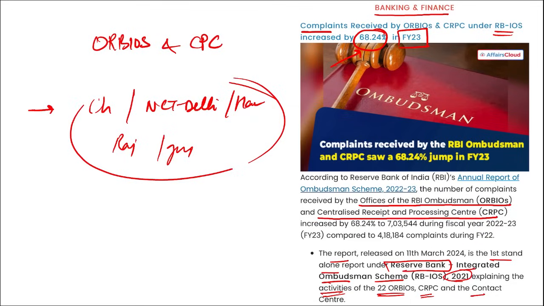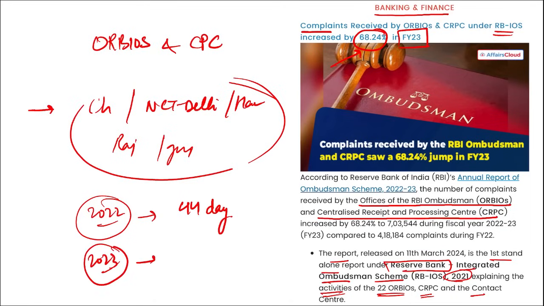Next, earlier, remember, in 2022, the time it used to take to cater to a complaint was almost 44 days. Now in 2023, this has been reduced to 33 days. That means an improvement has been shown and these complaints are resolved at a faster rate.